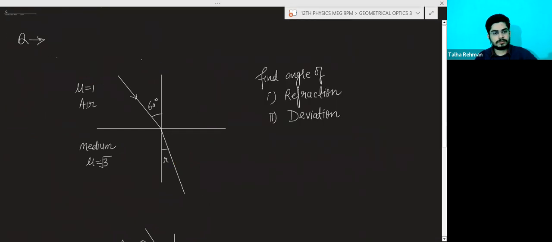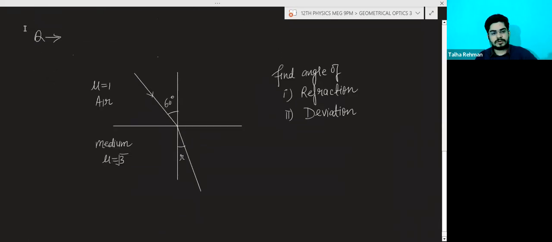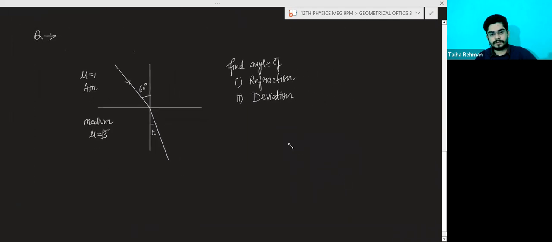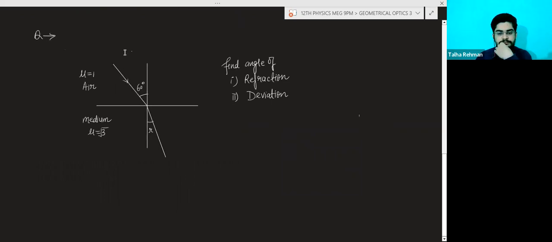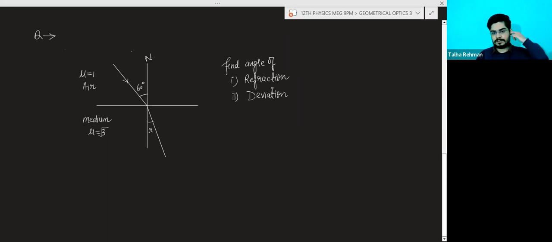Now see this question. Very easy question, if you know how to apply Snell's law, then you can solve it easily. A ray of light is coming from air and entering a medium having the refractive index of root 3. The angle of incidence is 60 degrees, and this is the normal. The angle of refraction we have to find, and there is one more angle, the angle of deviation, that also we have to find.